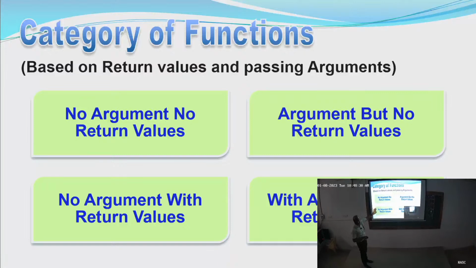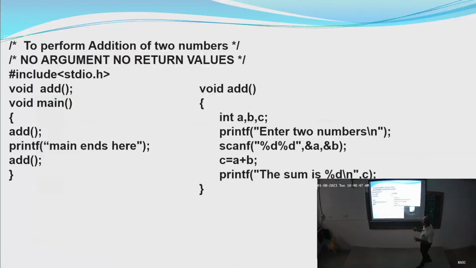The 4 types of functions available are: no argument and no return value; no argument with a return value. Argument means the value given inside the function for passing. The next one is an argument but no return value, and with argument and return type. These are the 4 categories of functions. This is an example of the first category, that is no argument and no return. Here there is no argument and no return type. No return type means there is no return statement.